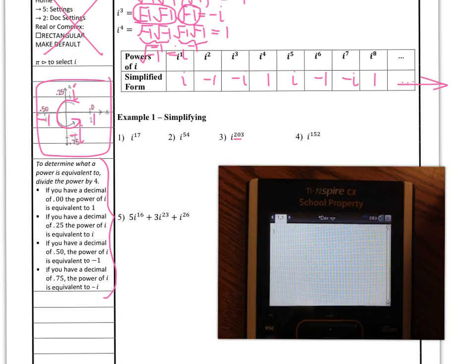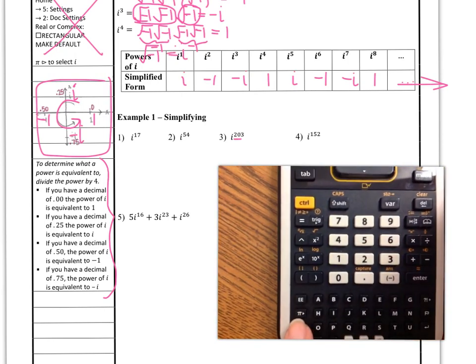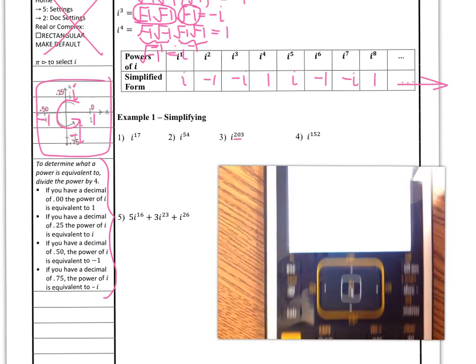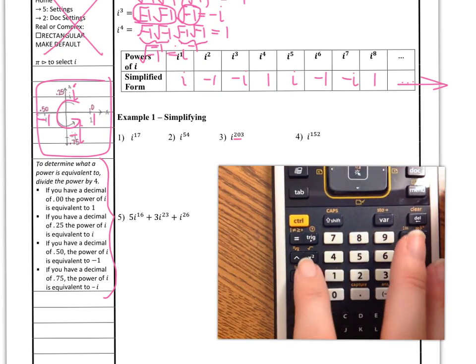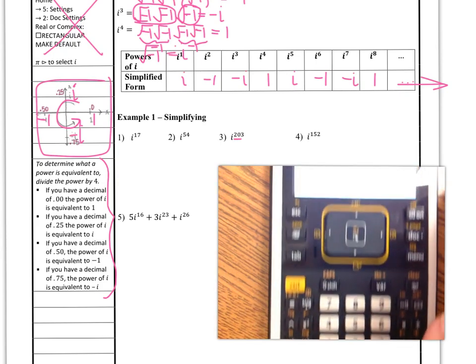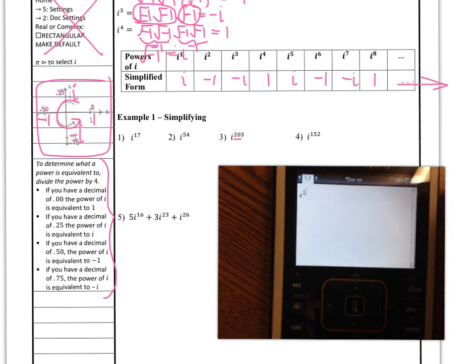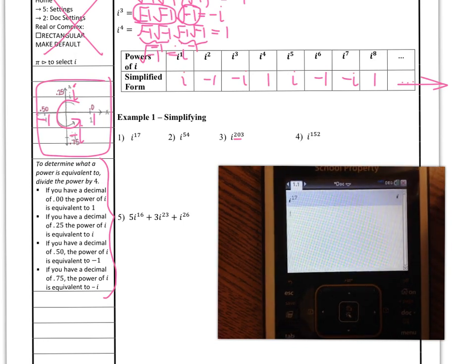The first thing we're going to do is type in i to the 17th. At the bottom of your calculator, hit the pi button, pull up this little menu, and choose i. Then we need to raise it to the 17th. To raise it to a power, we hit this little caret button next to the x squared, type in 17, and hit enter. It gives me i. Now we're going to try the next one, i to the 54th. Again, hit the pi button, bring up your menu, choose i, caret 54.